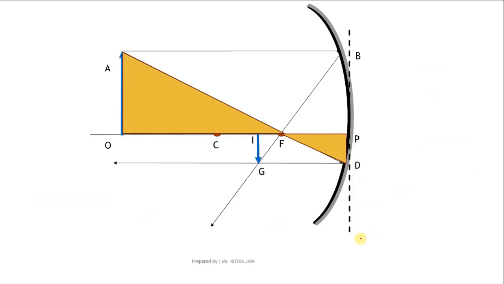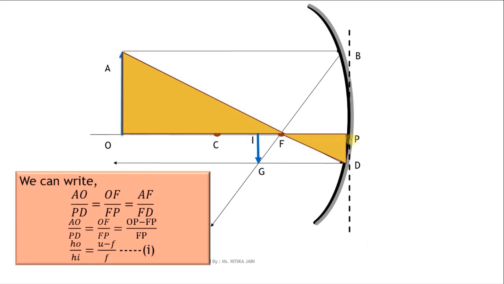Now I will rewrite the equation. Since I have proved these two triangles are similar, I can write a relationship between the sides of these two triangles, in the form of ratios: AO upon PD, OF upon FP, AF upon FD. The last ratio is not important to us, so we will skip it. Now we will put in the values.